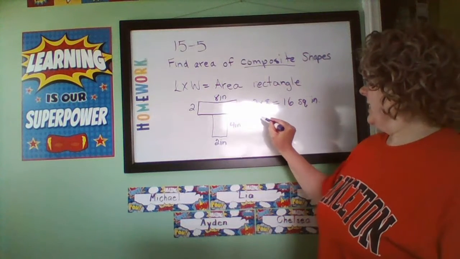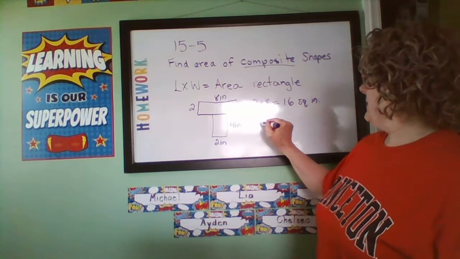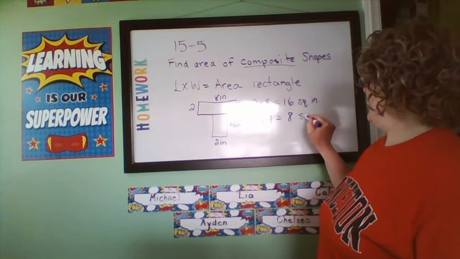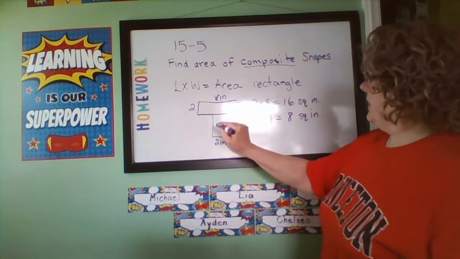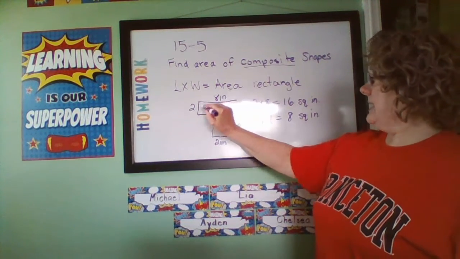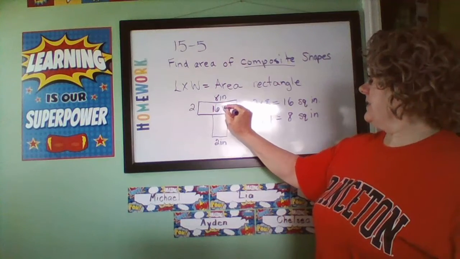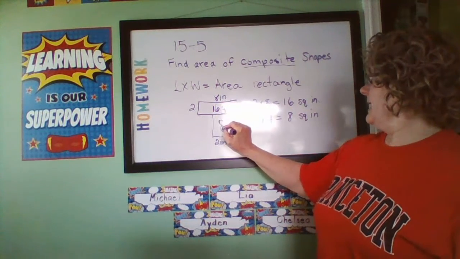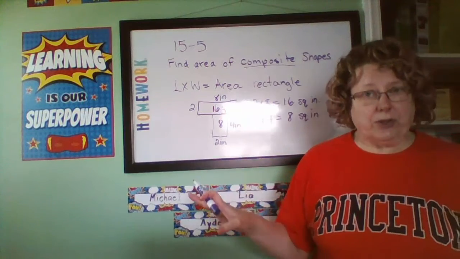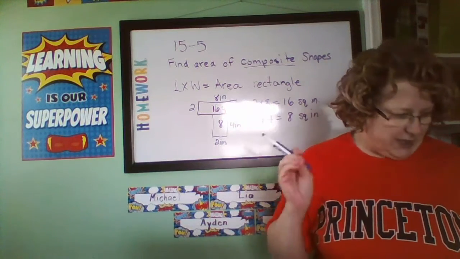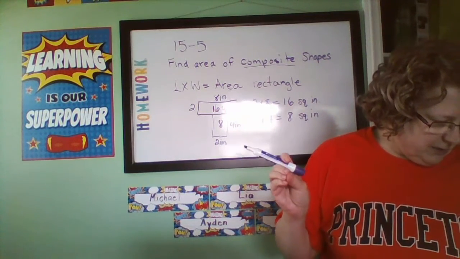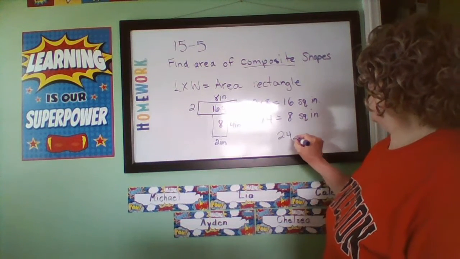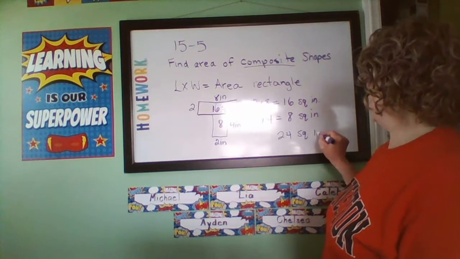The bottom part is 2 times 4, which would give us 8 square inches. So this piece right here is 16 square inches. This piece is 8. To find the total area, we just would have to add those two together. 16 plus 8 would give us 24 square inches.